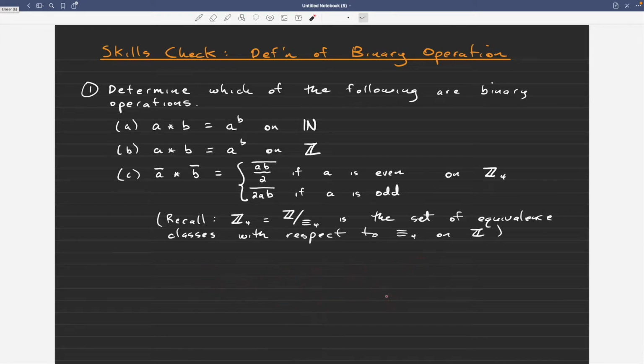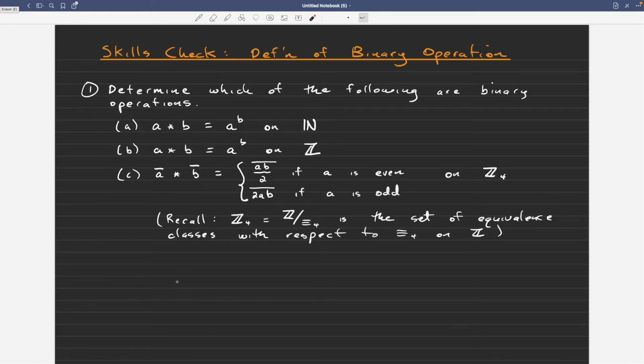And then we remember, like in Z4, 0 bar would be the same as 4 bar, would be the same as 8 bar, and so on. And like 1 bar would be the same as 5 bar, would be the same as 9 bar, etc. So that's what Z4 is. And we're defining this binary operation. So we take A bar star B bar. And it's a piecewise thing. So we look at A. If A is even, we're going to do A times B and then divide by 2. And then put a bar on top of that.